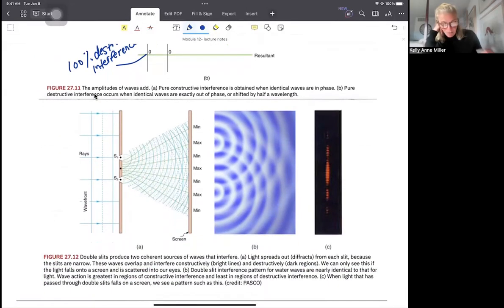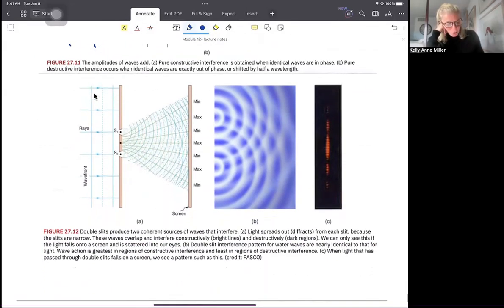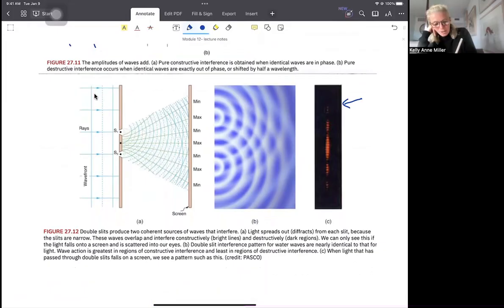Okay, so let's go back to the double slit experiment. The double slit experiment showed this pattern. This is what we call the interference pattern. If you had a screen in a dark room and you shone a laser through two slits like this, this is the pattern you would see on the screen, which is pretty incredible.